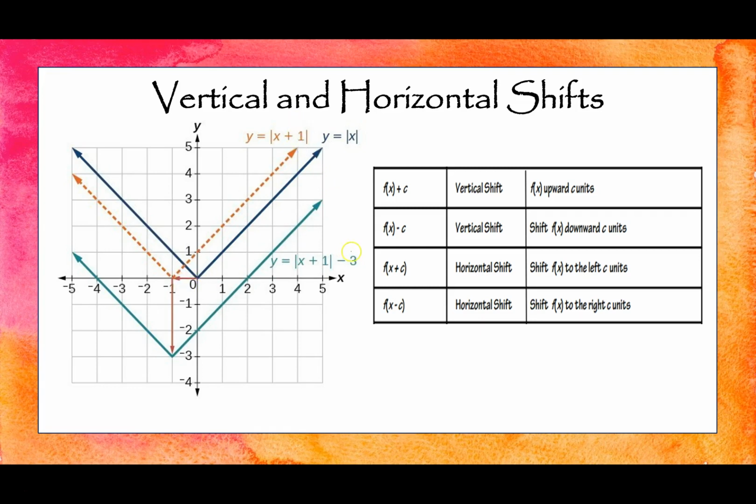Another example is this turquoise color right here. Here, we're taking our parent function in this dark blue right there, and we're going left 1, down 3. Remember, it's the opposite of what we think inside the grouping symbols, and it's what we think it should be outside. So we're taking our blue parent function, going left 1, and then down 3. And folks, that should be review.